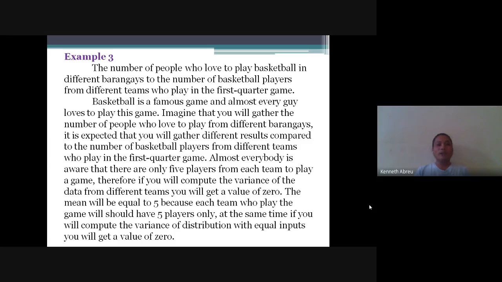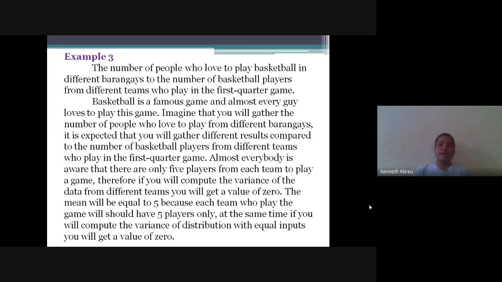Almost everybody is aware that there are only 5 players from each team to play a game. So therefore, if you compute the variance of the data from the different teams, you will get a value of 0. The mean will be equal to 5 because each team who played the game should have 5 players only. At the same time, if you compute the variance of a distribution with equal inputs, you will get the value of 0.